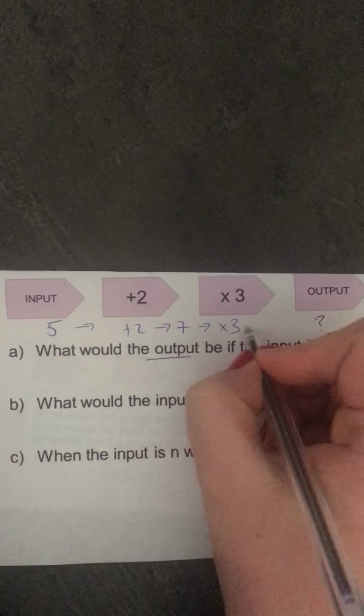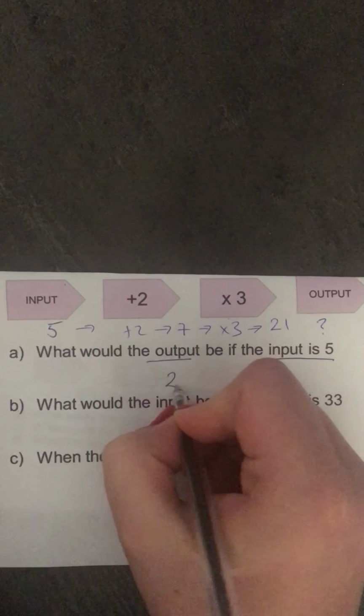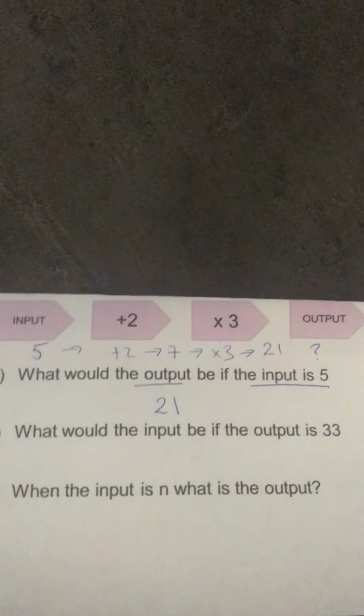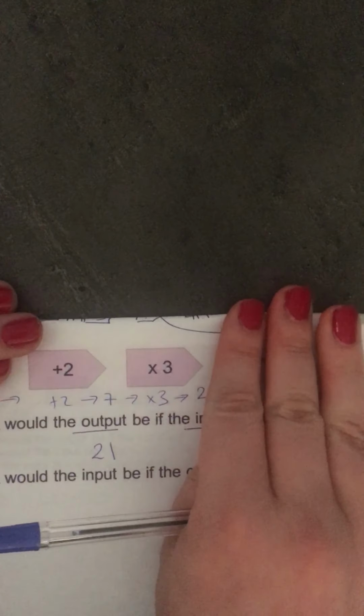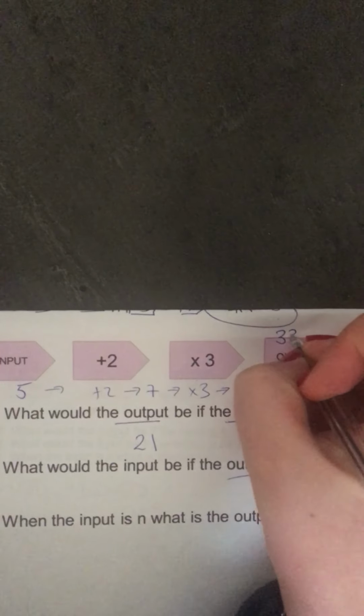We times by 3, 21. What would the input be if the output is 33? Let's get some space to go on top here. So the output is 33, the number that comes out is 33. And we want to go backwards and find the input.